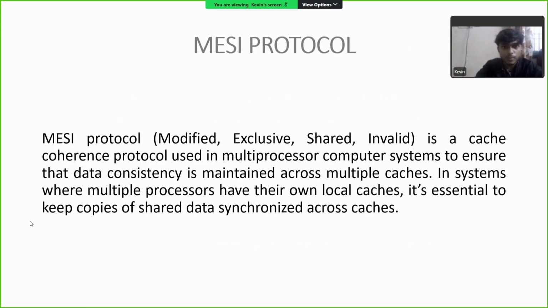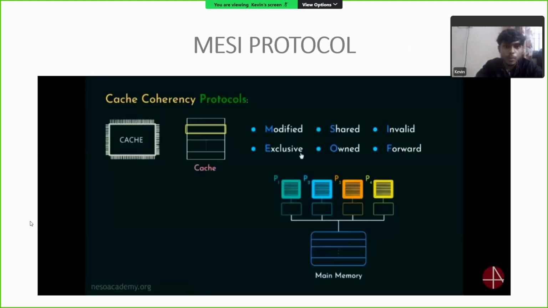So the next protocol we're going to see is the MESI protocol. MESI stands for Modified, Exclusive, Shared and Invalid. This is also used to solve the cache coherence problem. To explain what MESI is, this is a cache memory and it has a lot of segments in it. Each segment will be labeled as either modified, shared, invalid, exclusive, owned, or forward.